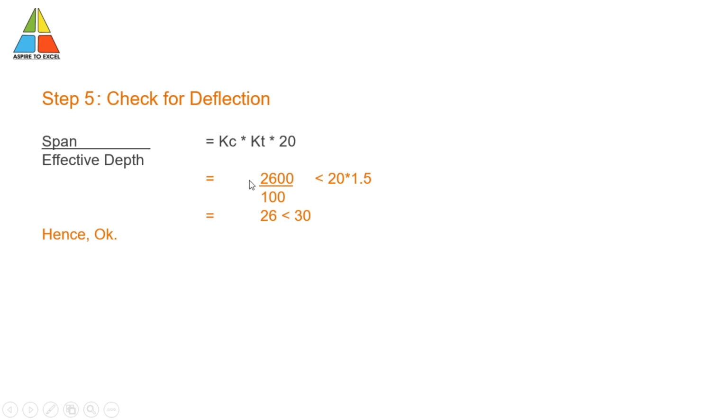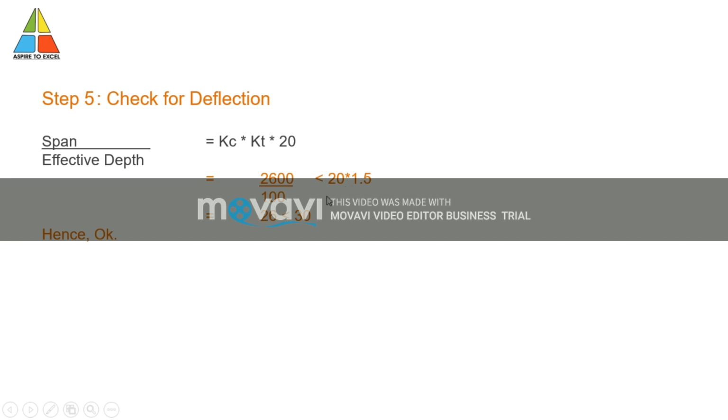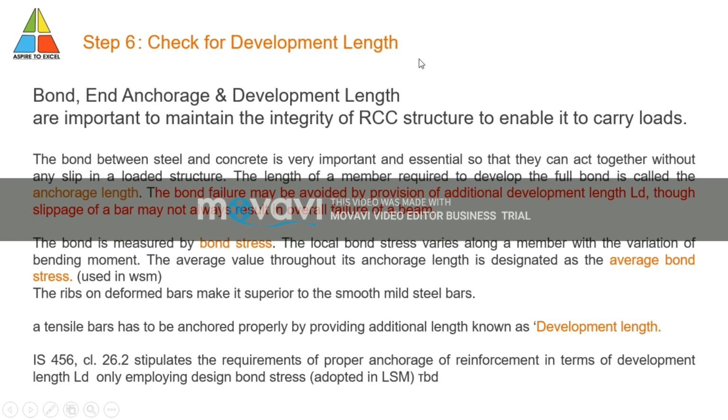So when we solve this, span by depth is equal to 2600 by 100, and it is less than Kt times 20, that is 1.5 times 20. So 26 is less than 30. So this is the check for deflection. It is also found okay. Let's move ahead. Check for development length.